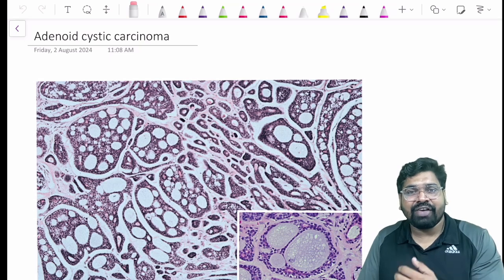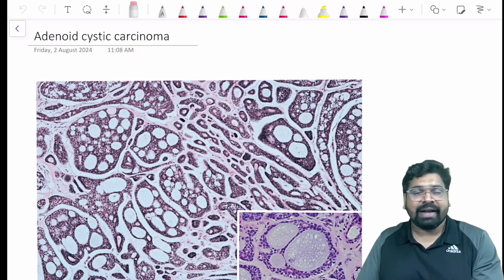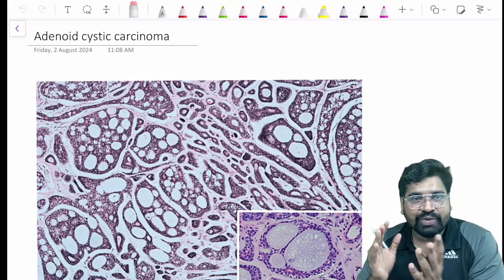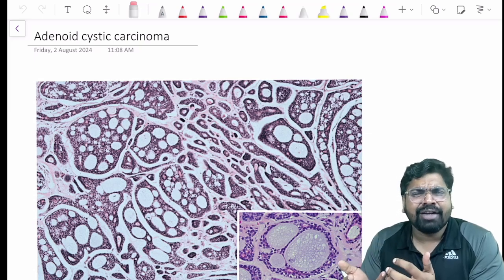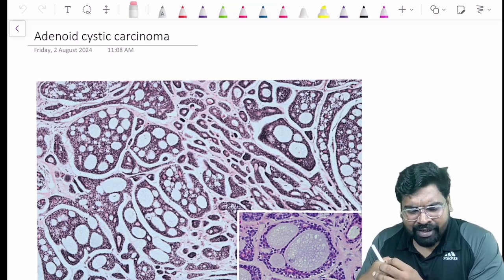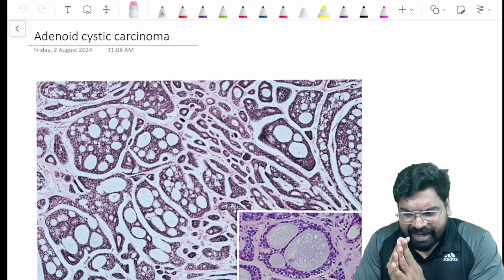What comes to your mind when you say adenoid cystic carcinoma is the Swiss cheese pattern, right? That is the one you remember, I think, from your UG. We may have studied it in UG and we remember a few things about this topic, right? Now let's see what is there in adenoid cystic carcinoma.